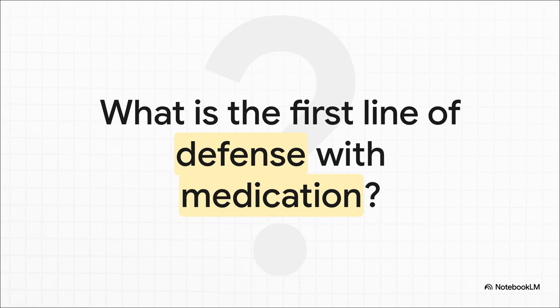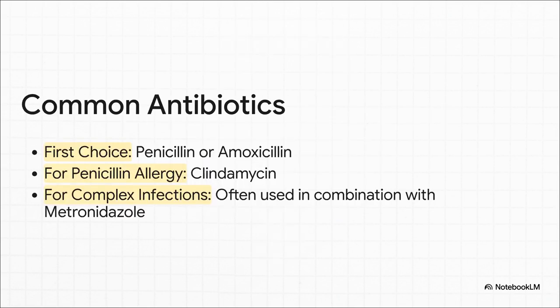So let's zoom in on that 3rd pillar for a second. The antibiotics. What kind of medication are we actually talking about here? Well, the typical first choice is usually a penicillin-based drug like amoxicillin. If you're allergic to penicillin, don't worry. The go-to alternative is clindamycin, which works really well against the kinds of bacteria we see in these infections. And for the really complex, gnarly cases, doctors might even use a combination of drugs to make sure they've got all their bases covered.